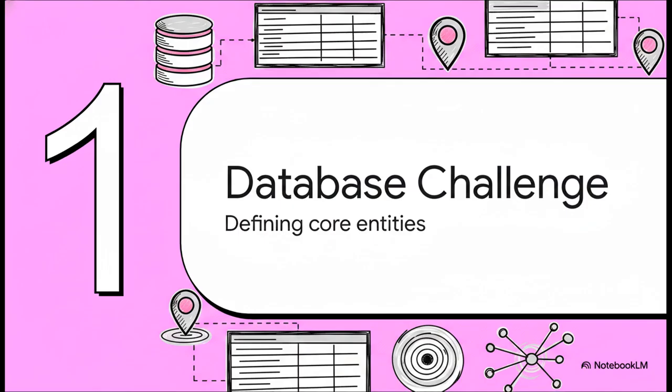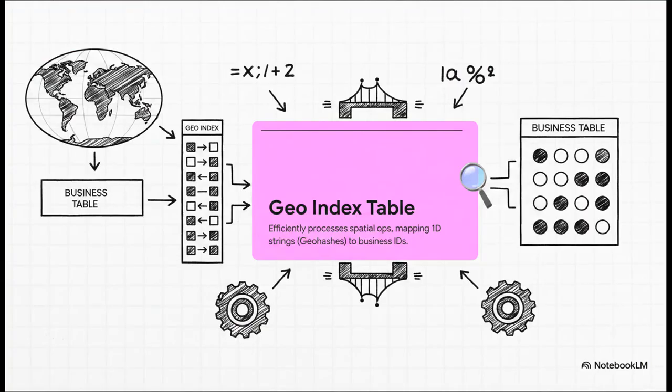All right, part 1, the Proximity Database Challenge. Before we can scale anything, we really have to understand the core entities we're working with, right? So, to make these massive location searches even possible, we have something called the GeoIndex table, and it works right alongside the business table. See, searching across a massive 2D map using just raw latitude and longitude is incredibly slow for a database. It's just not efficient.